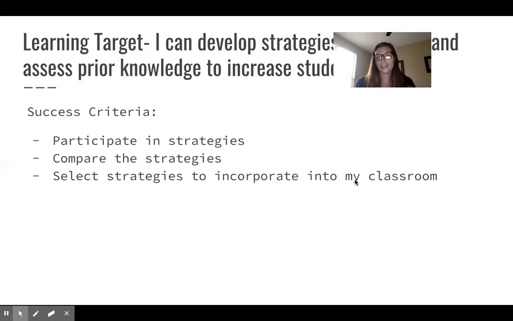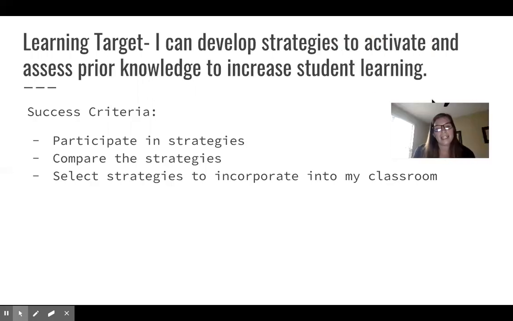So those are all the strategies for activating prior knowledge and pre-assessment that you can use both virtually and in person. So the learning target was, I can develop strategies to activate and assess prior knowledge to increase student learning. We participated in strategies. Now's the time to take a minute and compare strategies. So if you look back at the last about 8 strategies that we just covered, I'm going to give you a minute or two to think about those strategies.